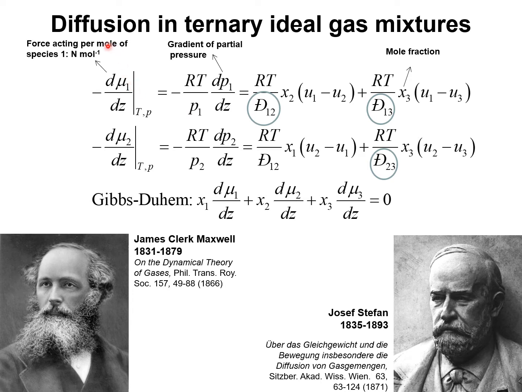The force acting per mole of species 1 is the negative of the chemical potential gradient at constant temperature and pressure. This is balanced by the friction component 1 experiences in undergoing a relative motion with respect to species 2 and the friction it experiences in undergoing relative motion with respect to species 3. Similarly, we can write an expression for the force acting per mole of species 2 and relate it to the friction between 2 and 1 and between 2 and 3. We define the Maxwell-Stefan diffusivities in this manner, and the Maxwell-Stefan diffusivities are differentiated from the Fick diffusivities by using the symbol D with a line through it.